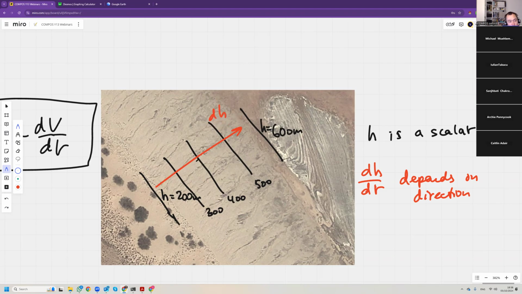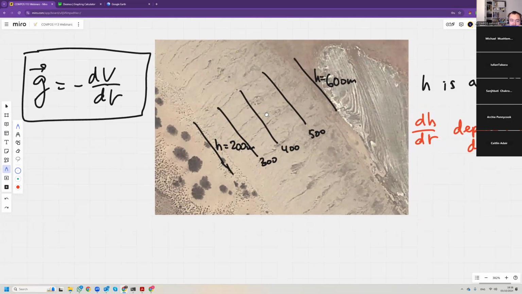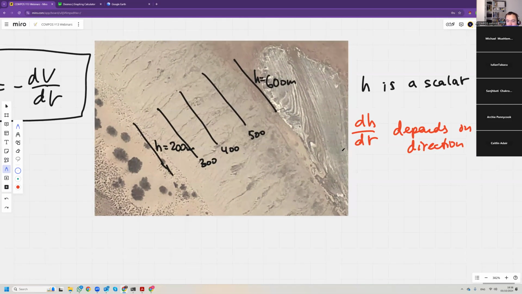If you go down the slope, dh/dr is going to be negative. So the gradient of your ascent along the hill depends on the direction you choose. That means that it is a vector. The gradient is dh/dr. It's how much the height changes in a given direction. In any direction you choose, the height changes differently, so the gradient vector is going to be different.